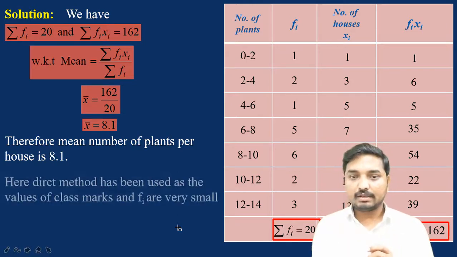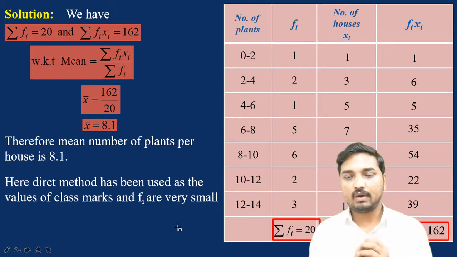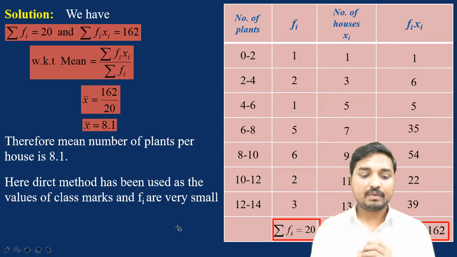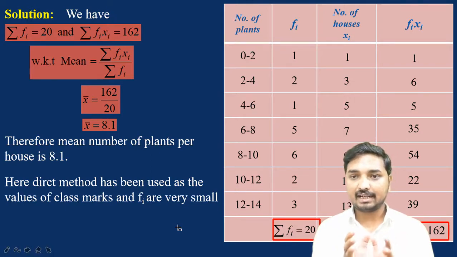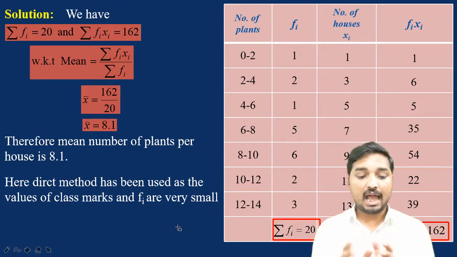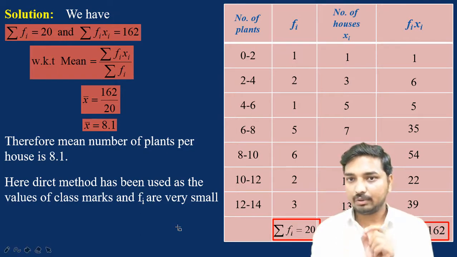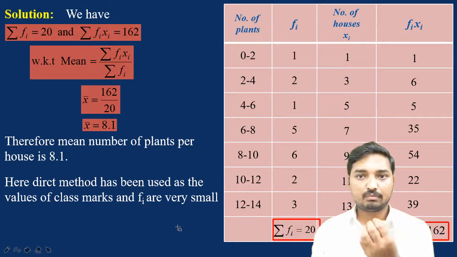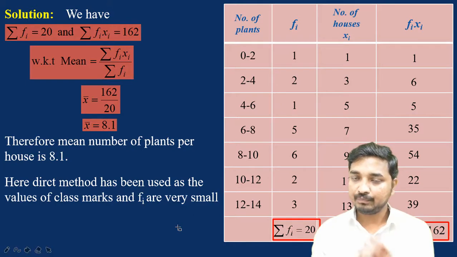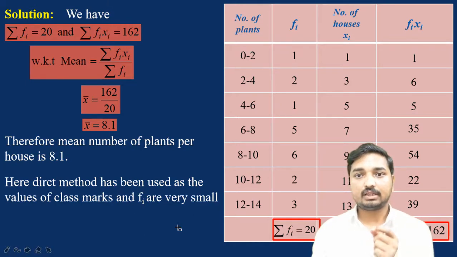Now one more additional question is there, and the answer for that is like this. Look at the slide. Here, direct method, I have made a spelling mistake. Direct method has been used as the values of class marks and fi are very small. This is the important thing. Try to understand one important thing. He may add this in the questions. Suppose it is added in the examination, you must write down the answer for this, otherwise you will lose the marks.